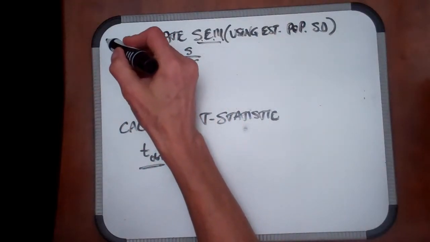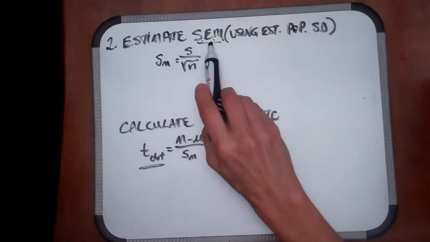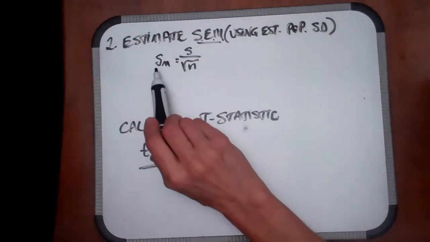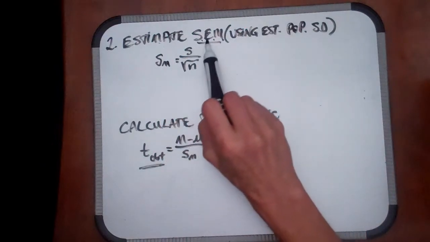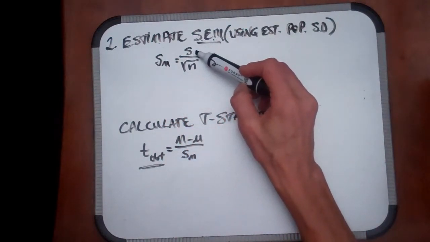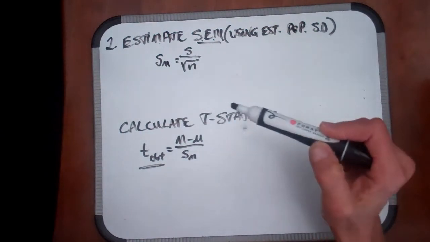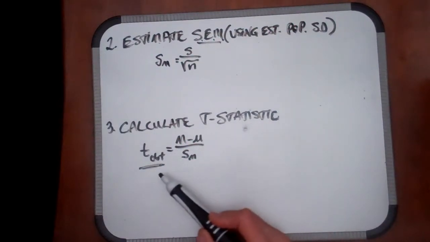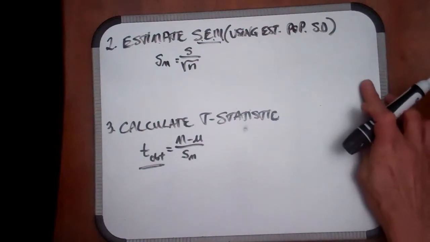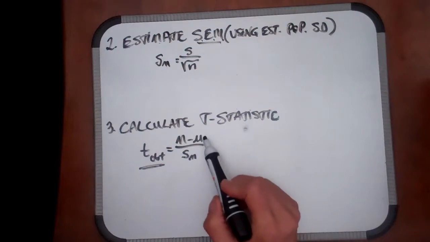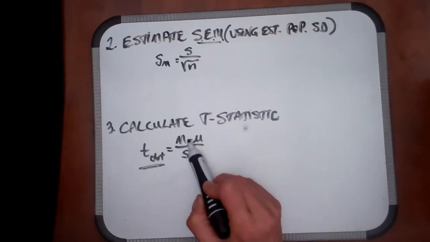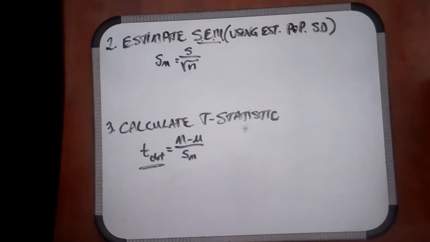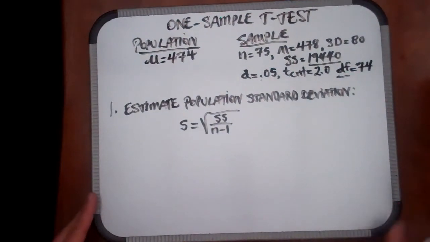So then the second little step, second easy calculation, is to estimate the standard error of the mean. And we estimate that using the estimated population standard deviation. So estimated standard error of the mean equals the estimated population standard deviation divided by the square root of our current sample size, which is 75. And then finally, once we have those two numbers done, we can calculate our t-value for this test. And the t-value is calculated by taking the mean value of our sample, subtracting from that the mean value of the population, and dividing by the standard error of the mean. Very straightforward, right? So let's do this together. You'll see how fast it goes.